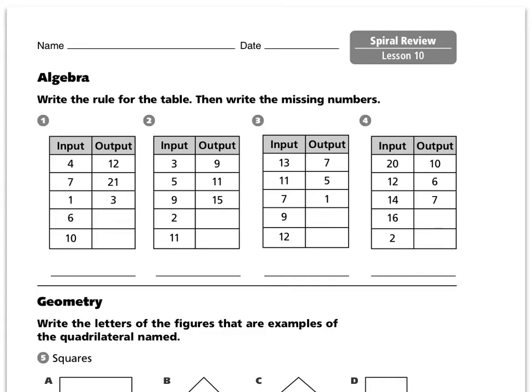Let's look at Chapter 8, Lesson 10 review. Write the rule for the table, then write the missing numbers. So for the first one I have 4 goes to 12, 7 goes to 21, and 1 goes to 3.